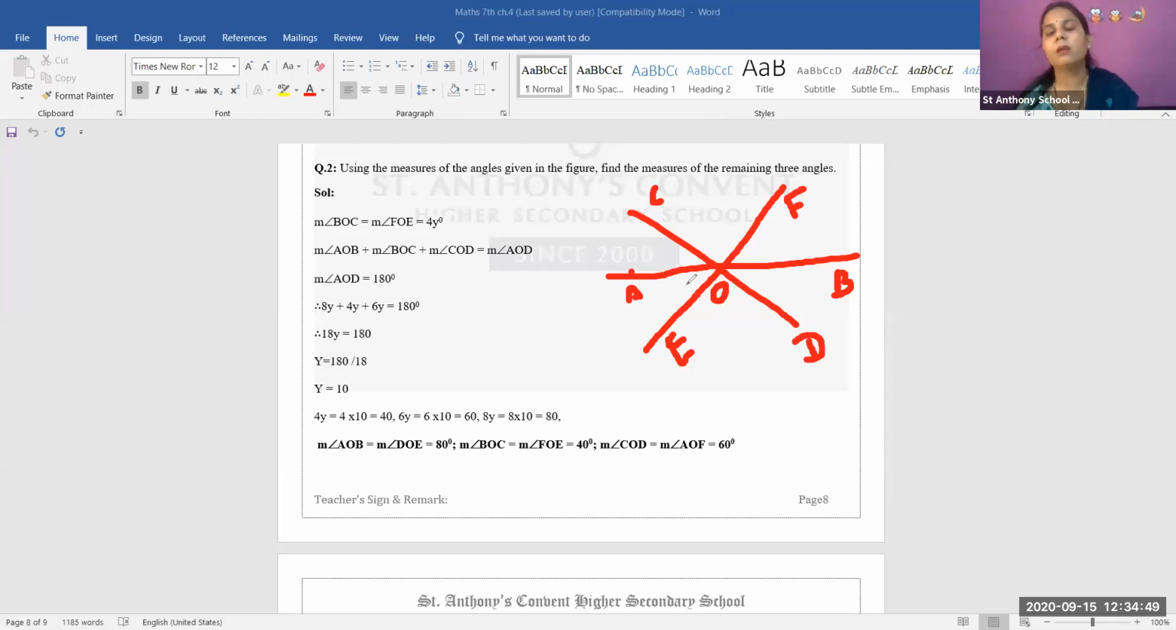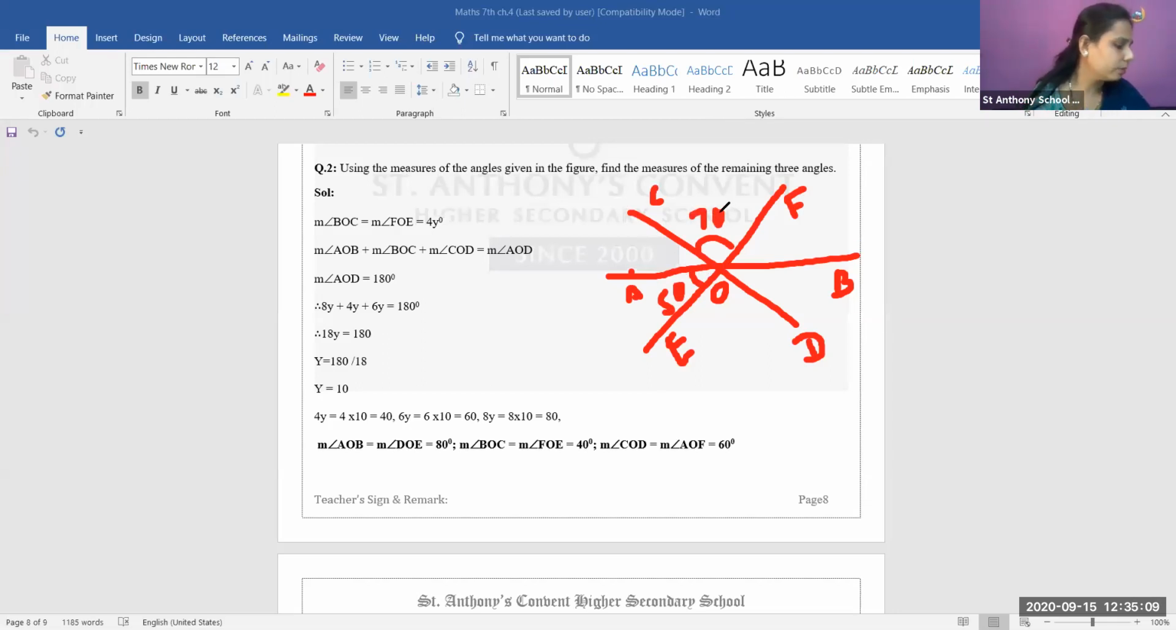This chapter requires more attention. Please students pay attention, everyone. Angle AOE is equal to 50 degrees. Angle COF is equal to what? 70 degrees. Angle COF is equal to 70 degrees.